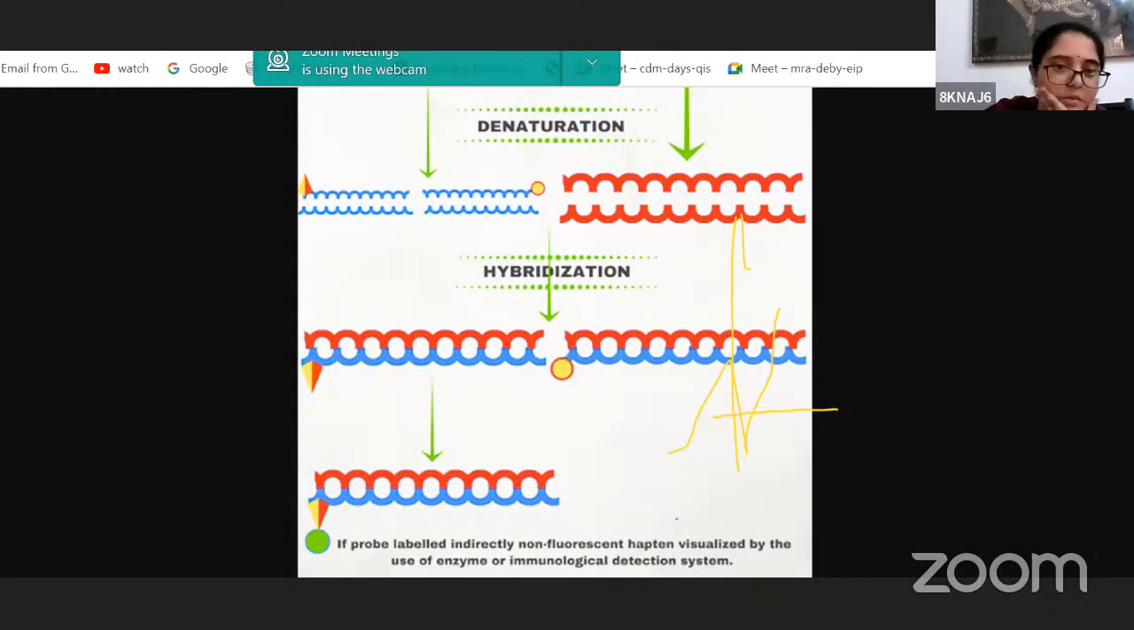Buccal cavity is your basic mouth. The buccal mucosa inside is taken and you scrape the cells from inside the buccal cavity, then fix it on a pre-labeled slide, add a fixative, and air dry it. This is used especially to see the result of Barr bodies.